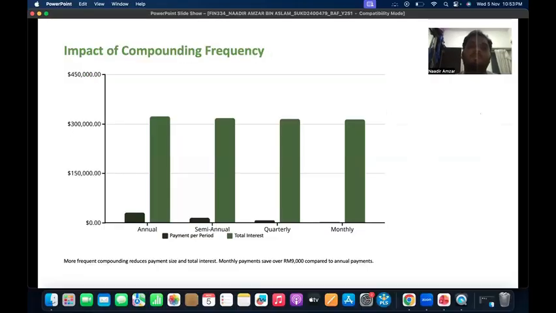The impact of compounding frequency. This slide shows how compounding frequency affects payments. The more often interest is compounded, for example, monthly instead of yearly, the smaller each payment becomes and the total interest paid over the loan period also decreases. In John and Mary's case, switching from annual to monthly payment saved them over 9,000 ringgit Malaysia in total interest. So compounding frequency can make a big difference in how affordable a mortgage feels.